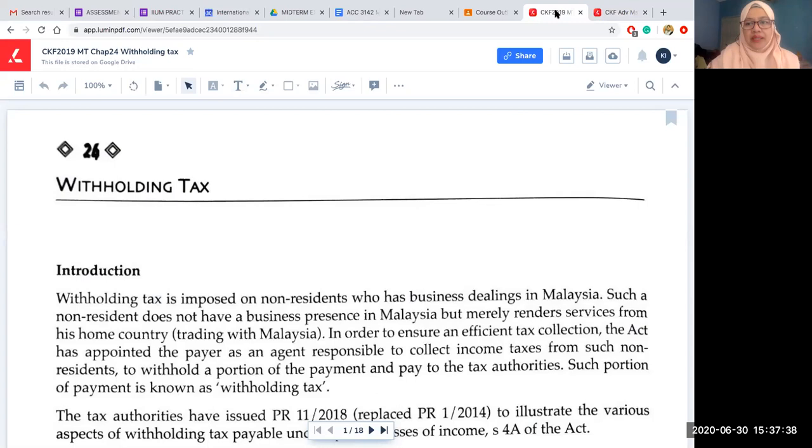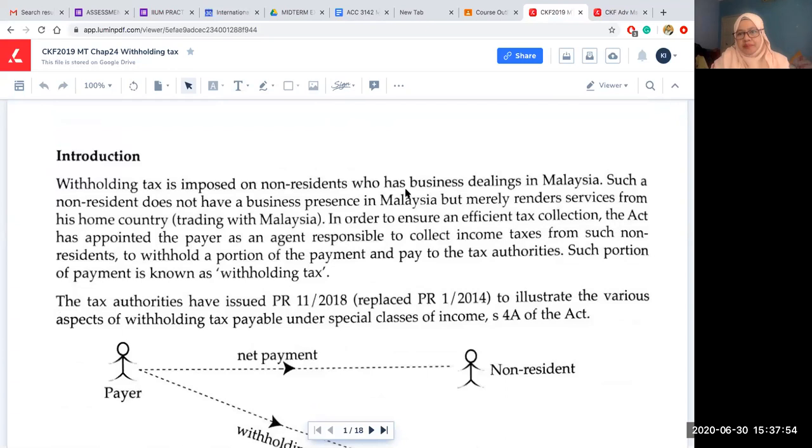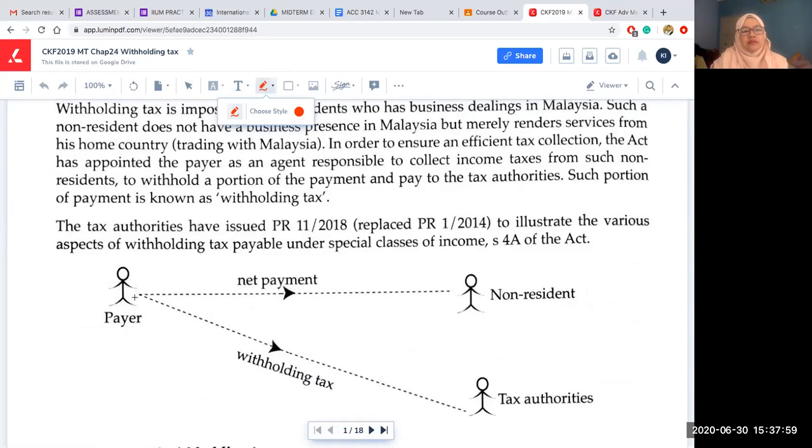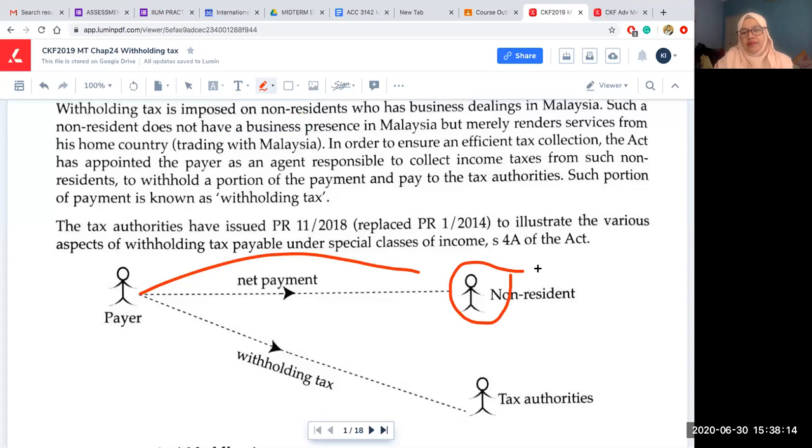Okay, what is a withholding tax? Just like the name, it is a kind of tax that someone holds. You withhold the tax. So what it means is, we have a payer here who makes a payment to a non-resident person, and to this non-resident person, the amount received from the payer is an income, isn't it? Let me type that. Here is income to the person.